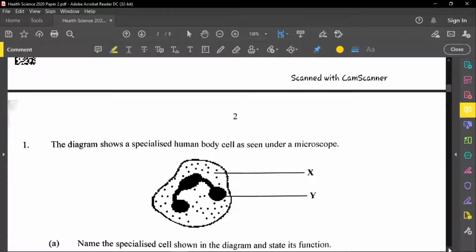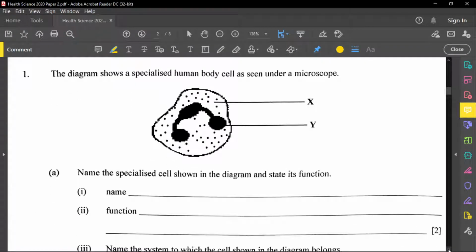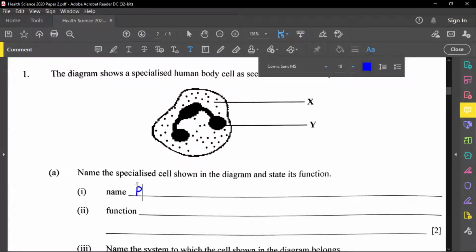Now, going to the first question. A diagram shows a specialized human body cell as seen under a microscope. We have structure X, we have structure Y, and part A is asking us to name the specialized cell shown in the diagram and state its function. I want you to notice this irregularly shaped nucleus. So this belongs to a special cell called white blood cells. The specific name here is phagocyte. It is a part of the white blood cell.